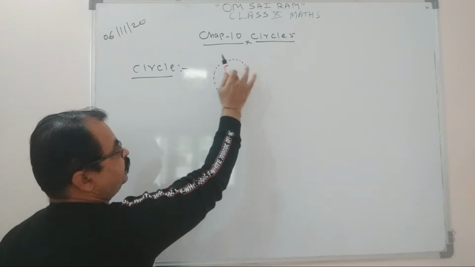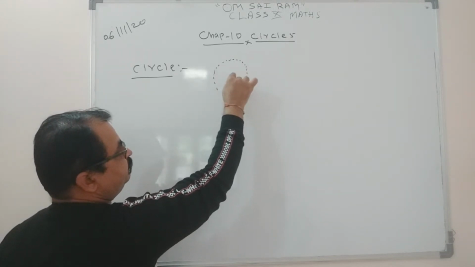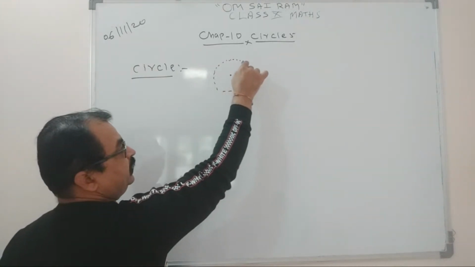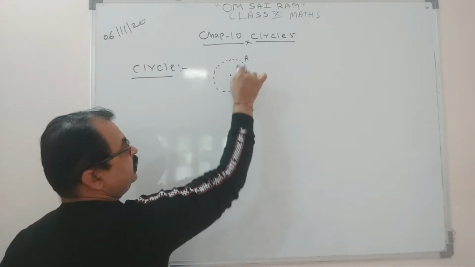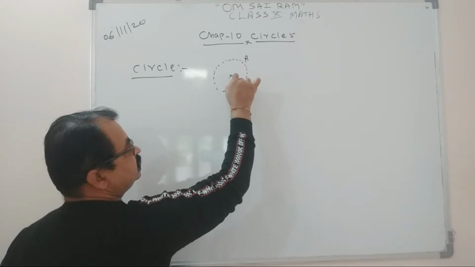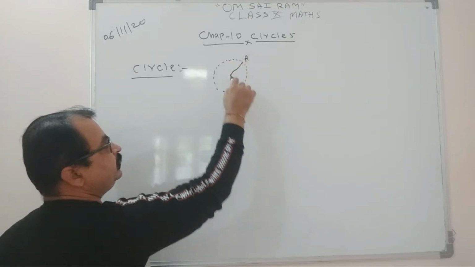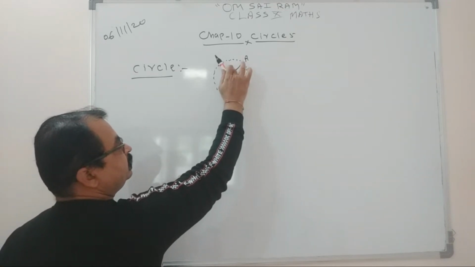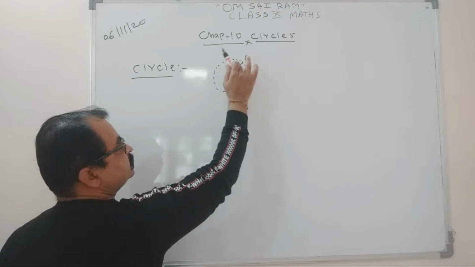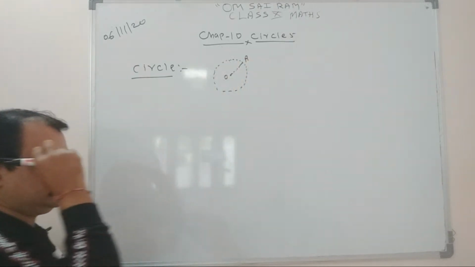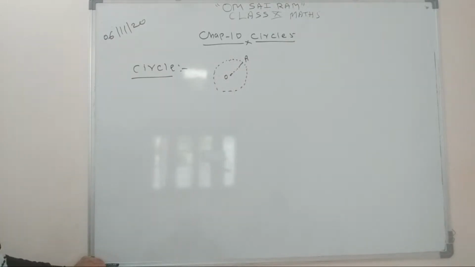Suppose this is a fixed point. So from the fixed point, if you mark any point, suppose this is a point A, and if you measure the distance from the fixed point to the point A, you will find this distance is fixed, and this is called the radius of the circle.